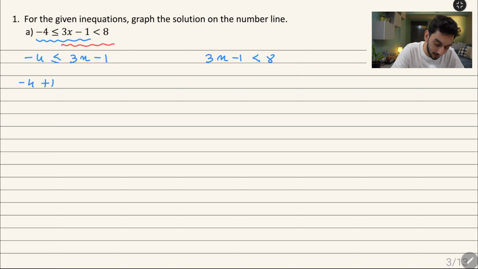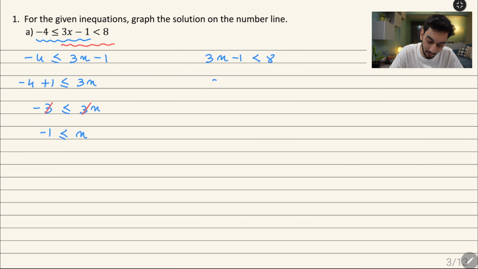Okay. So I'll send this negative 1 to the other side, sign change. So negative 4 plus 1 is less than or equal to 3x. Negative 4 plus 1 is negative 3, is less than or equal to 3x. And then I can cancel out 3 times 1 and 3 times 1. So negative 1 is less than or equal to x. That is one of the solutions.